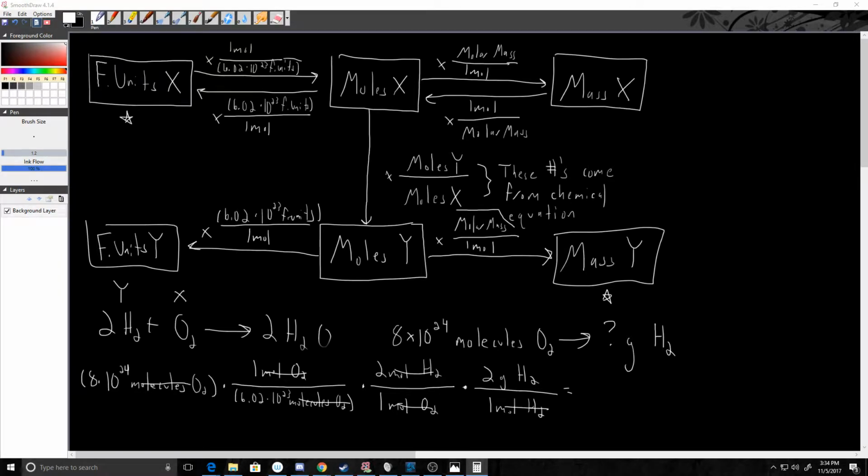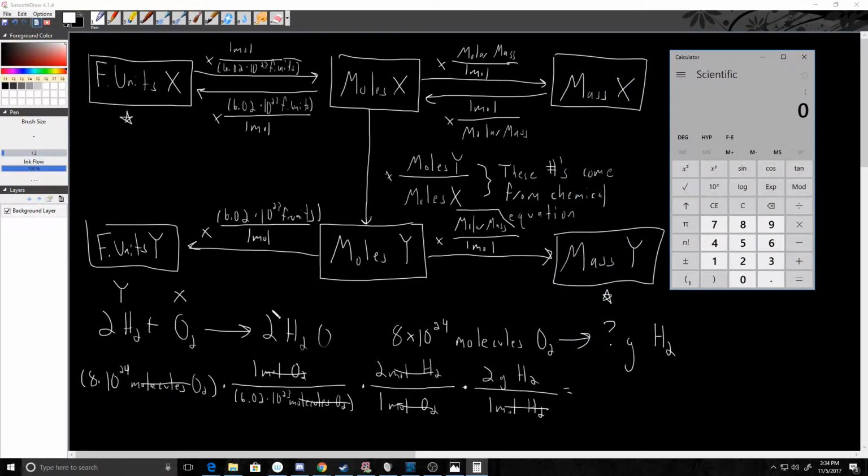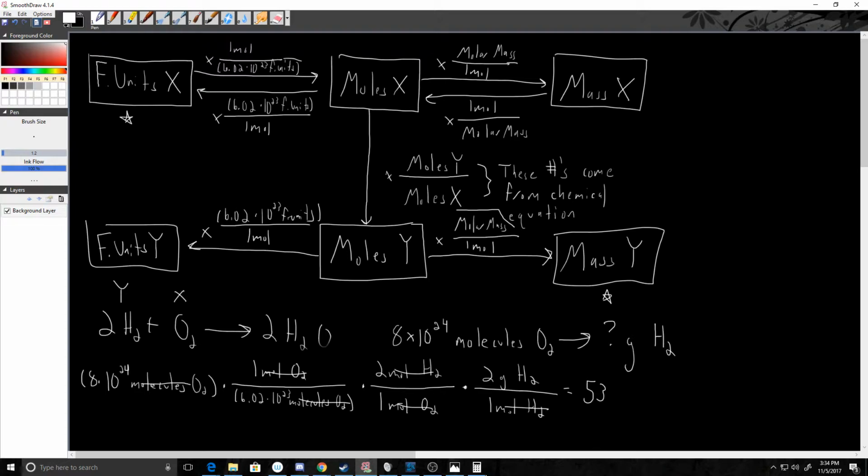So let's see if I can do the next tricky part, which is typing it into the calculator correctly. All right, so we have parentheses 8 times 10 raised to the 24th power. Divide by numbers at the bottom, so divided by parentheses 6.02 times 10 to the 23rd, closing parentheses. Next one is times 2, divided by 1, and then times 2 again. And it looks like we should end up producing 53.16 grams of H2.